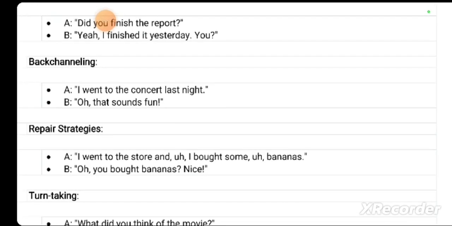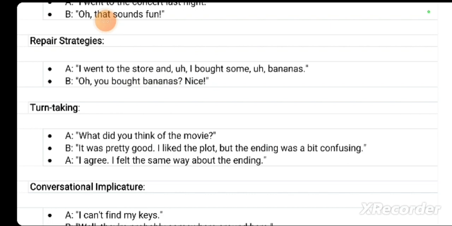Back channeling, "I went to a concert last night." "Oh, that sounds fun." Now the expression "oh" means that I also share the same knowledge, or to make the other person feel that you are also equally interested in that conversation. Repair strategies, "I went to the store and I bought some bananas." "Oh, you bought bananas? Nice." So he's trying to clarify what he bought. When some information has not been understood completely, you can clarify it by asking questions. This is called repair strategies.